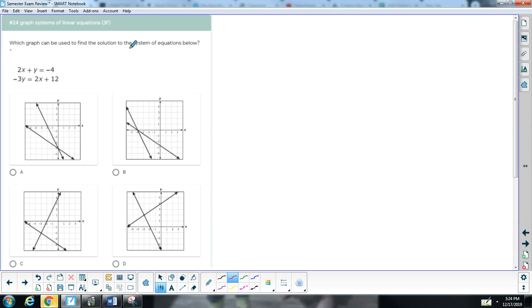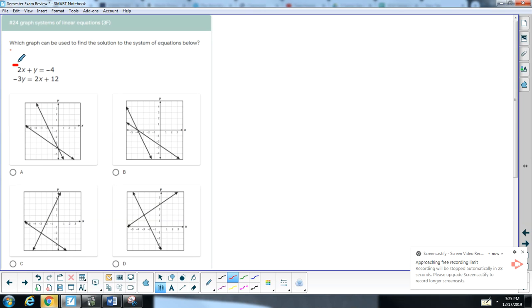Which graph can be used to find the solution to the system of these equations? So again, if I'm comparing equations to graphs, I need them to be in slope-intercept form. So to get the y by itself, I would have to subtract my 2x from both sides. After I do that, I'm now in slope-intercept form. So I can find my m and my b. Here's my b. Here's my m. But remember, I would put that over 1.